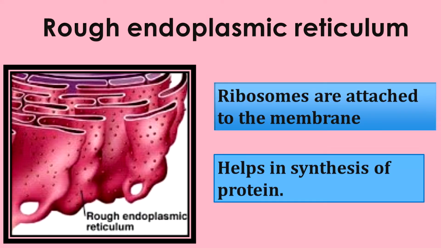Look at this diagram. This is rough endoplasmic reticulum. Why are they called rough endoplasmic reticulum? On the membranes of this endoplasmic reticulum, the ribosomes are attached. What are ribosomes? Ribosomes are also one of the cell organelles. They are involved in protein synthesis. So what is the function of the rough endoplasmic reticulum? They help in the protein synthesis.